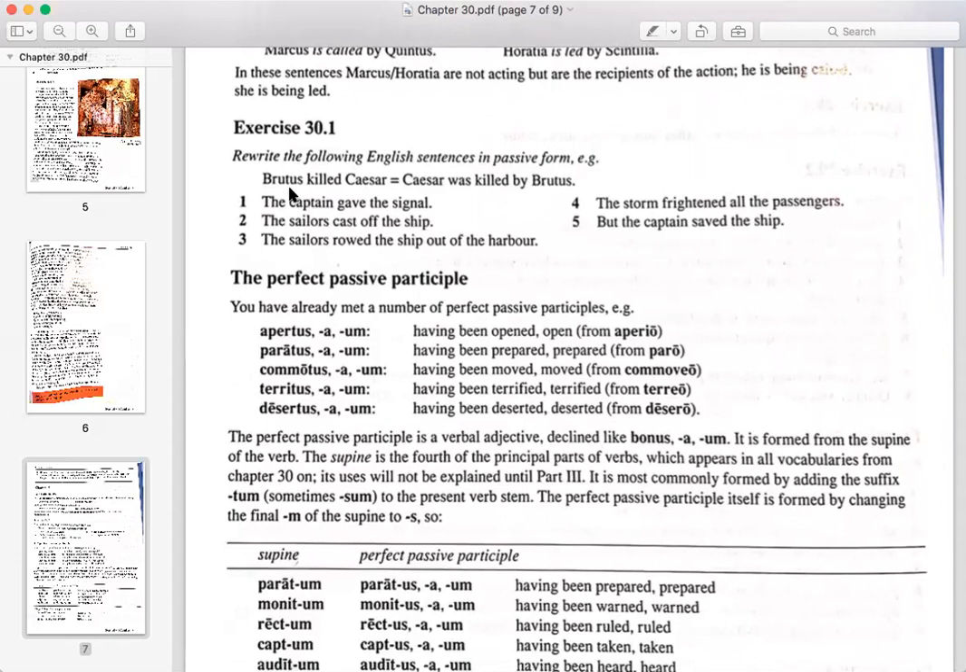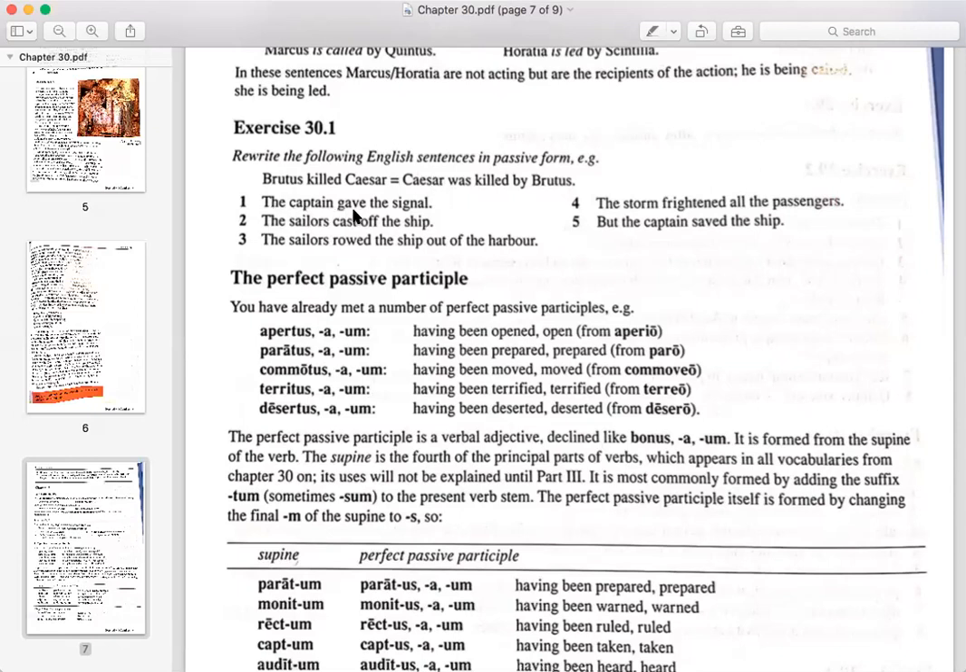So for example, this is active. Brutus killed Caesar. The passive form would be Caesar was killed by Brutus. Notice that they've just flipped the active and passive. They flipped the subject and the verb. No, one more time. They have flipped the subject and the object.